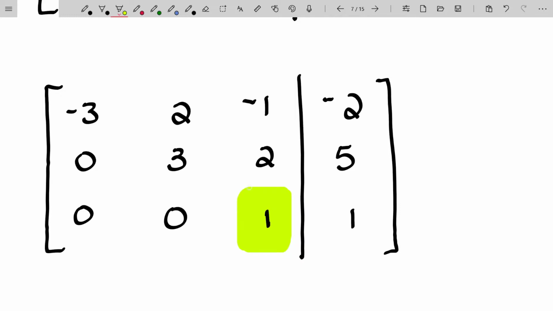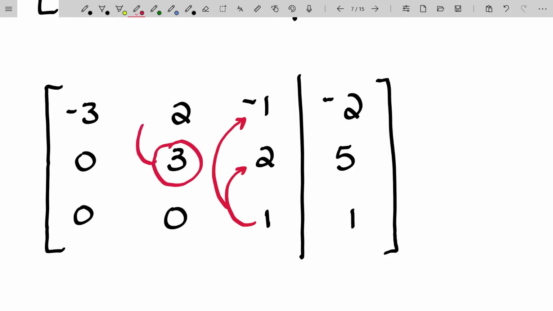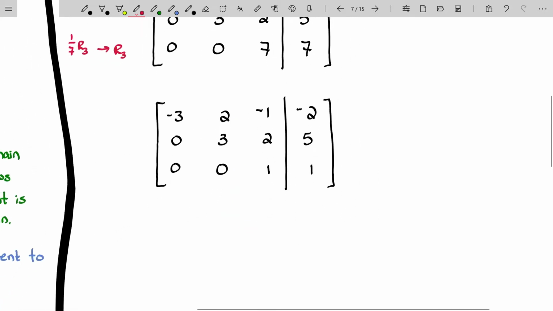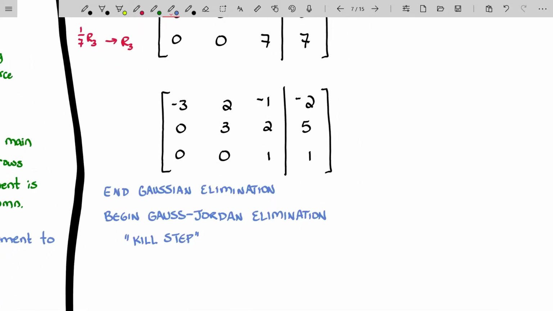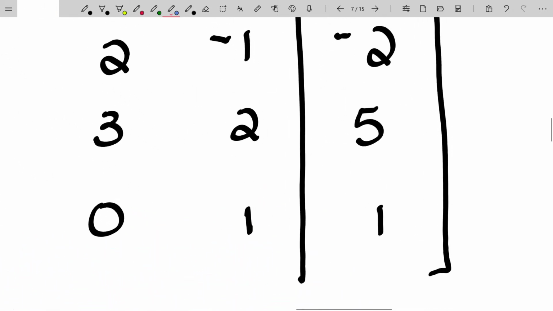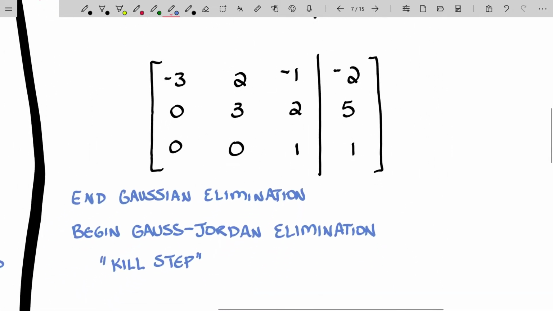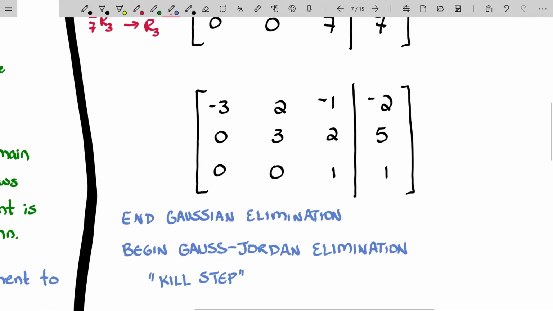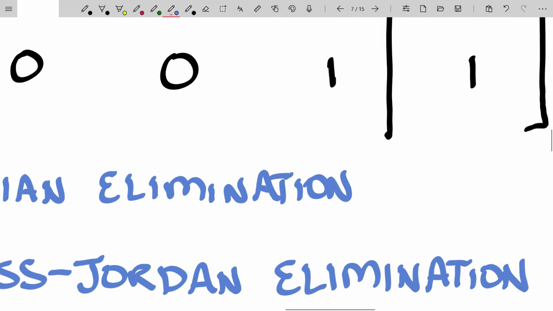So again, the visual for the Gauss-Jordan method from this point forward is this. Use this one to kill everything above, then move to the next diagonal element and use that to kill everything above, and then you'll be done. Okay, so that's what we're going to do here. I've just noted that we are now ending Gaussian elimination and starting into Gauss-Jordan elimination, which is using the diagonal elements to kill everything above. We're starting that kill step right now. That's also what's nice about having this element be a 1. It's super easy to do.